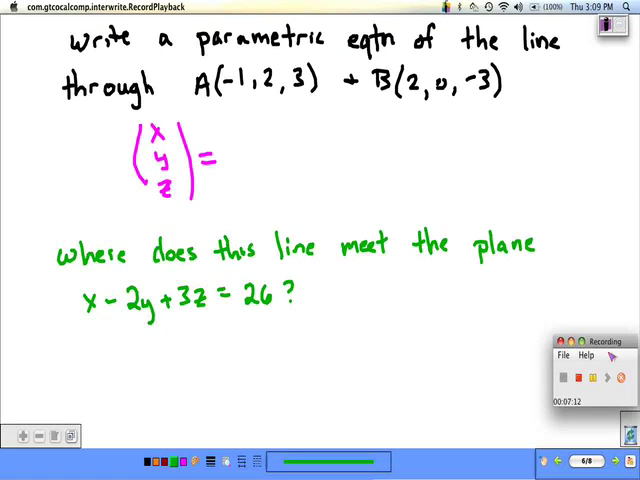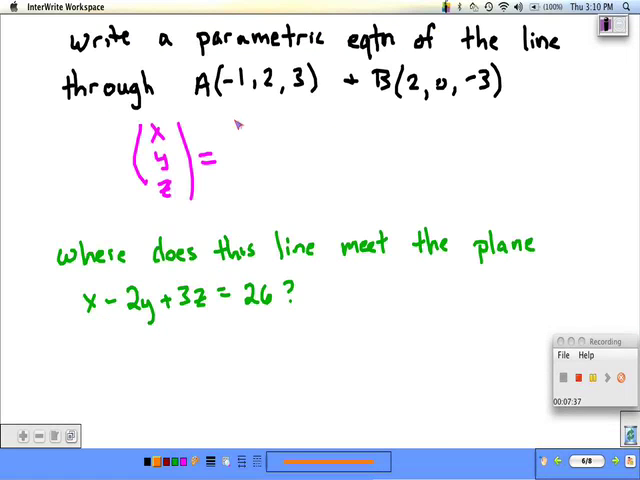In this next example, we have 2 points. We want to find the equation of the line that goes through them, and we also want to know where this line intersects the plane given by x minus 2y plus 3z equals 26. We're going to start this out by finding the parametric form of this equation.